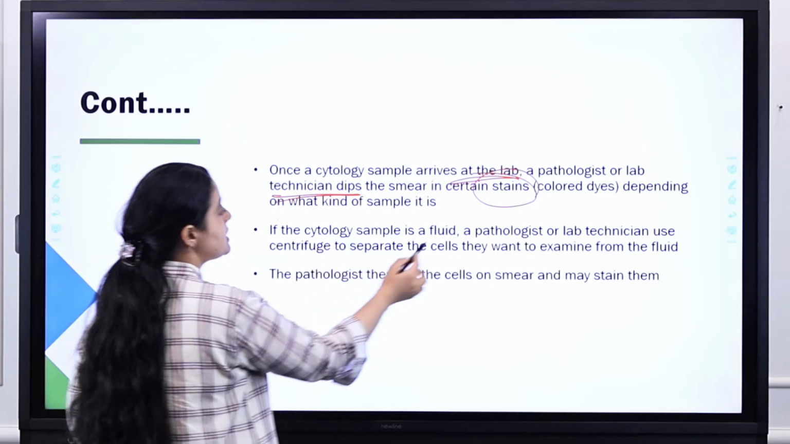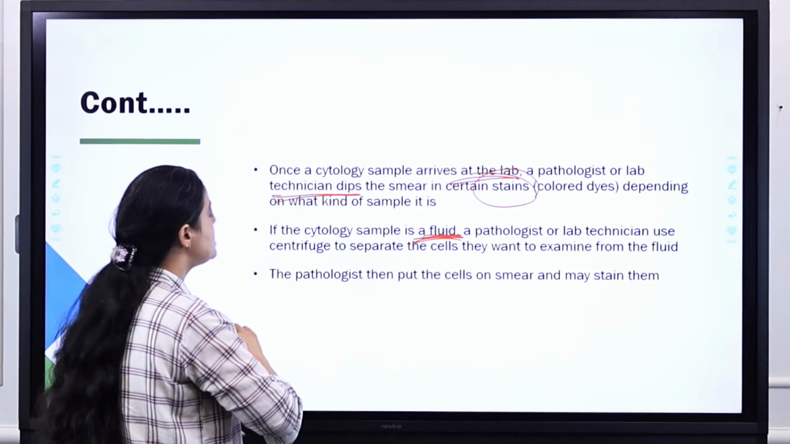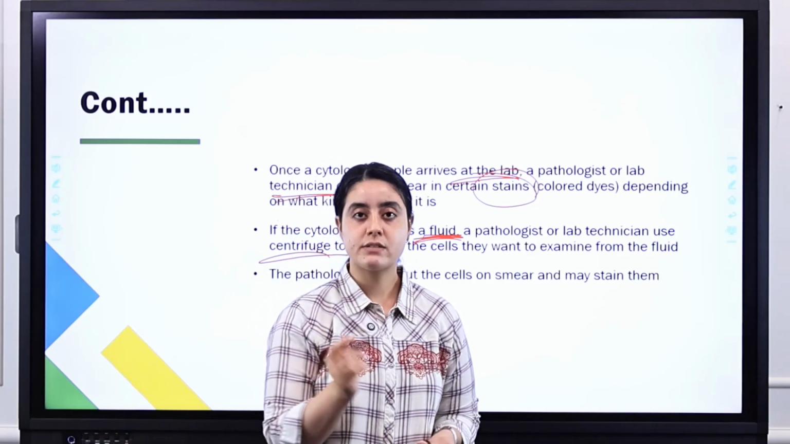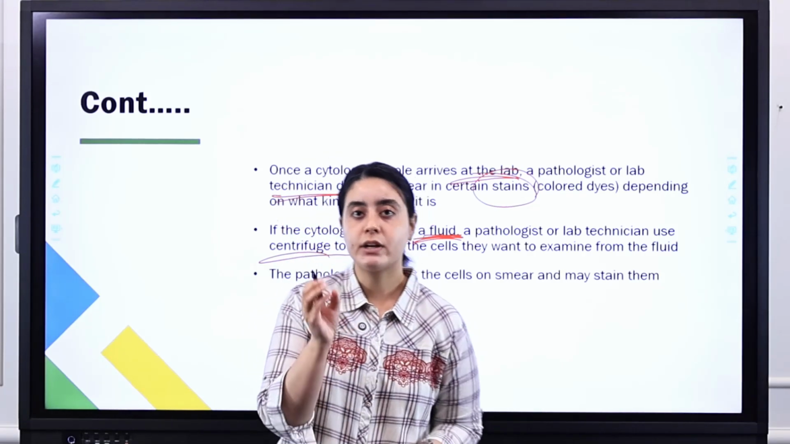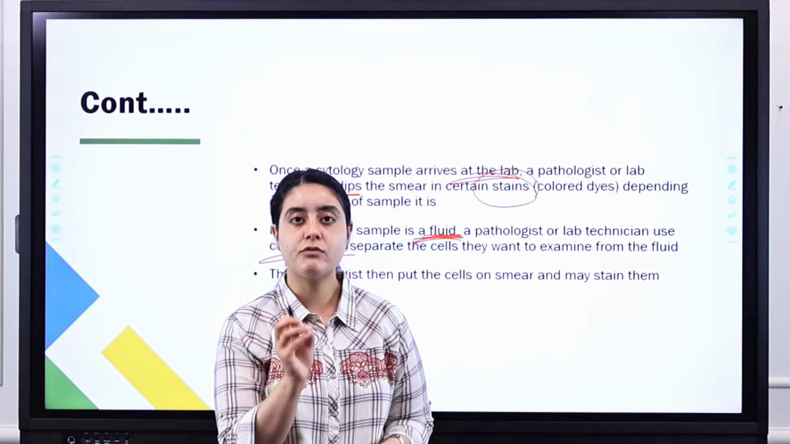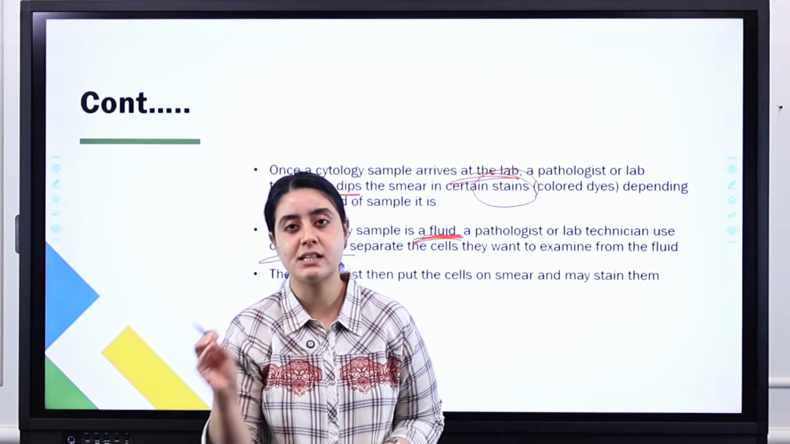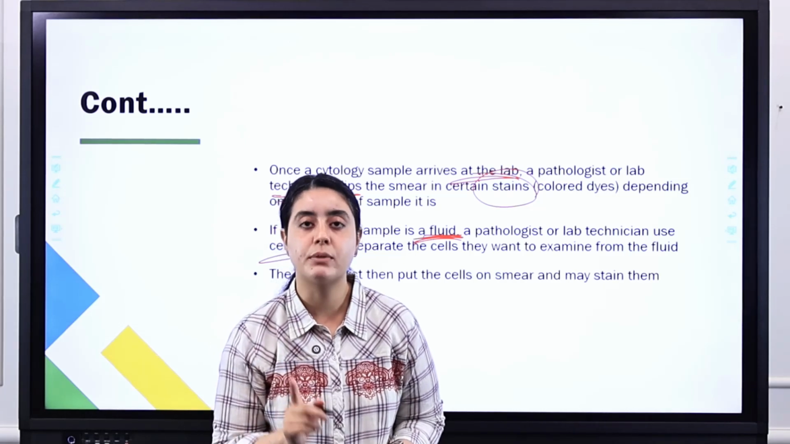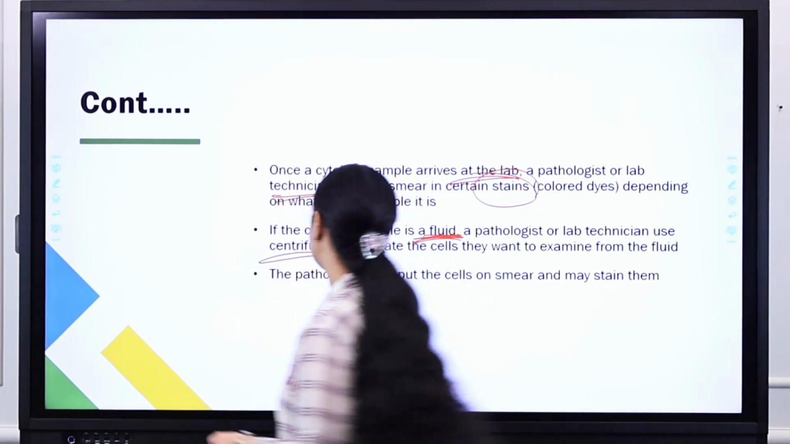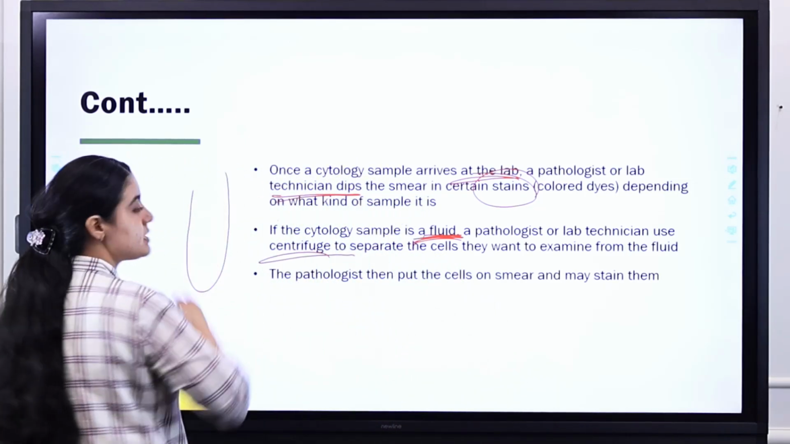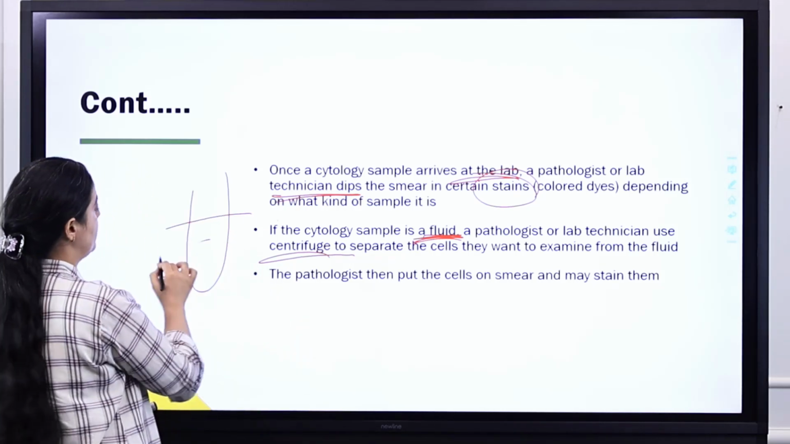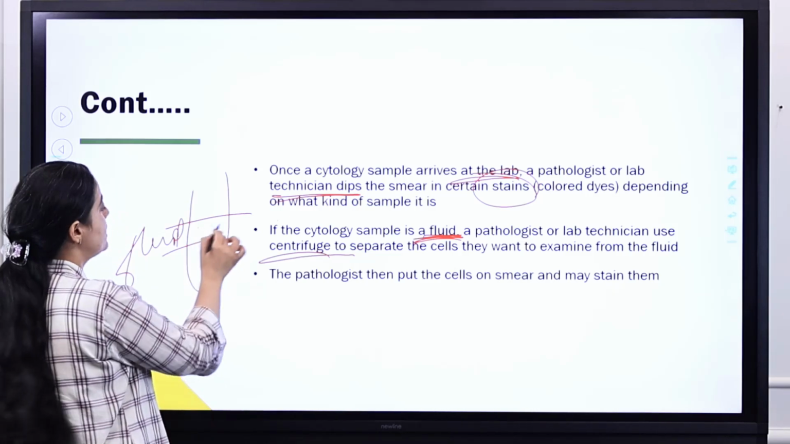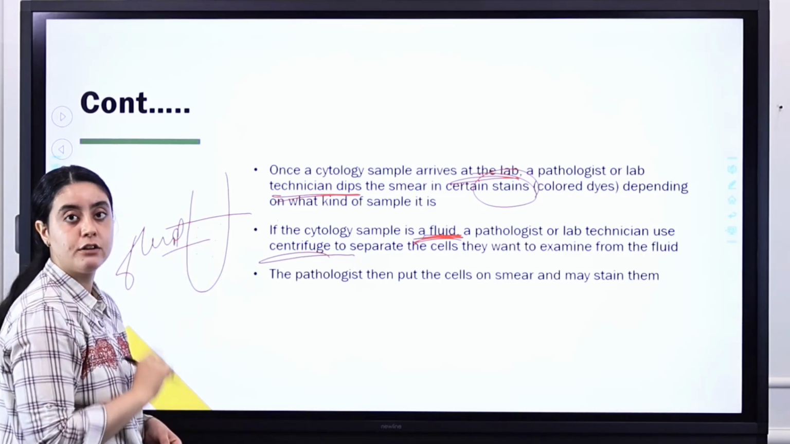Now, if the cytology sample is a fluid, the pathologist uses a centrifuge to separate the cells. If there is a fluid, as we discussed in the earlier slide, there is a chance that cells are present in a small number in the fluid. So what we have to do is centrifuge our sample. Like this is the tube and this is the whole fluid. Okay, in this, a few cells are also present.